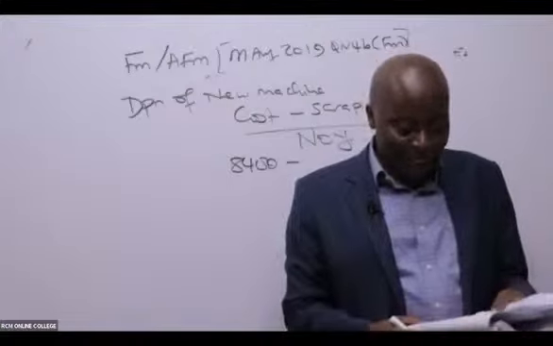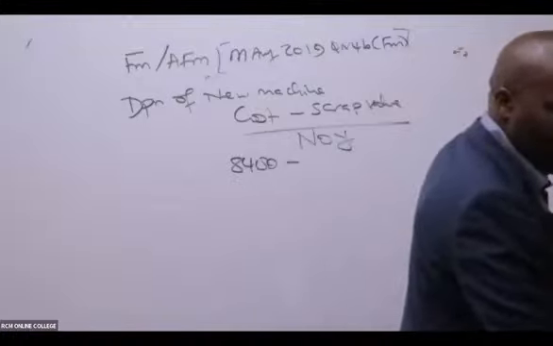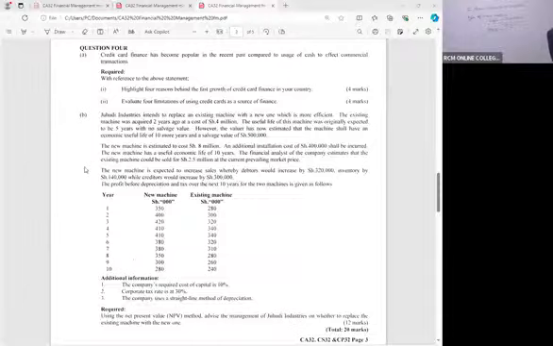Because if I read from the beginning, my students, Juhudi Industries intends to replace an existing machine with a new one, which is more efficient. The existing machine was acquired 2 years ago at a cost of 4 million. The useful life of this machine was originally expected to be 5 years with no salvage value. However, the value has now been estimated that the machine shall have an economic useful life of 10 more years and a salvage value of 500,000. You see, the existing machine has a salvage value.